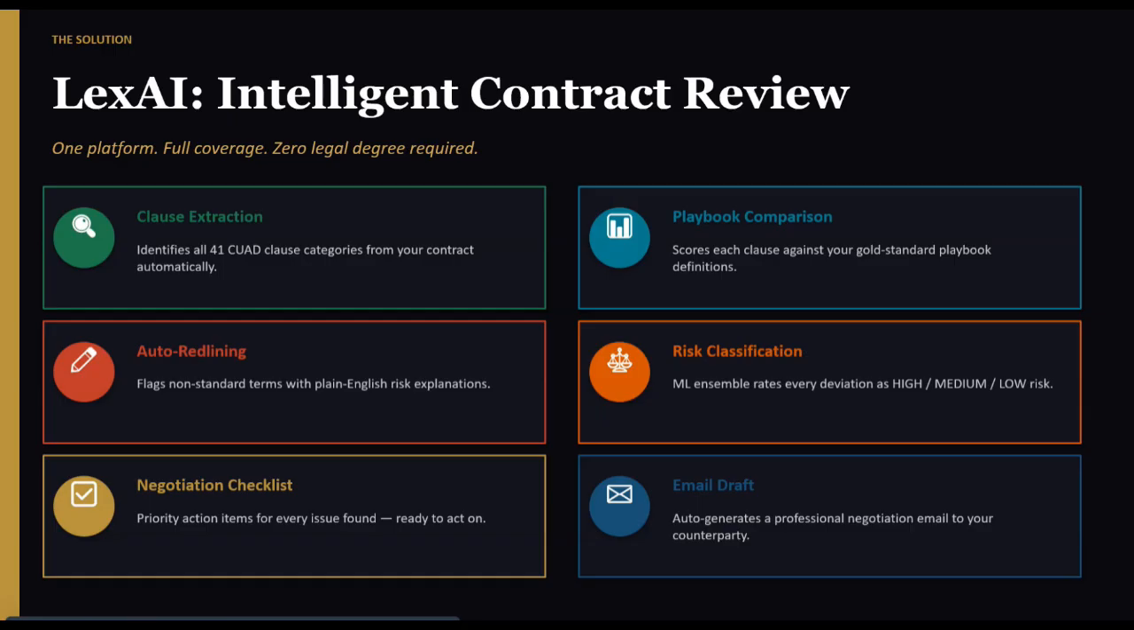Then you have the feature of the playbook comparison, which scores each clause against your gold standard playbook definitions. Then the risk classification, made up of the machine learning ensemble, rates every deviation with a high, medium, or low risk indicator. Then you also have the feature of the email draft, which auto-generates a professional negotiation email to your counterparty.